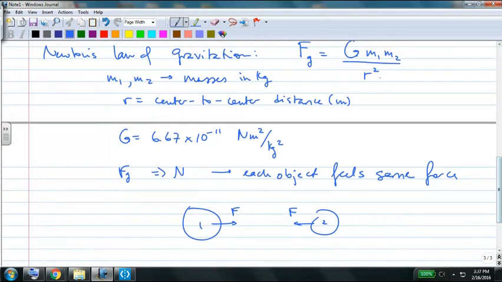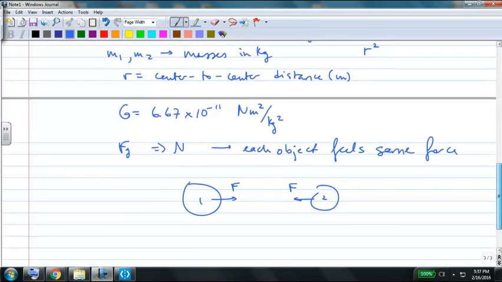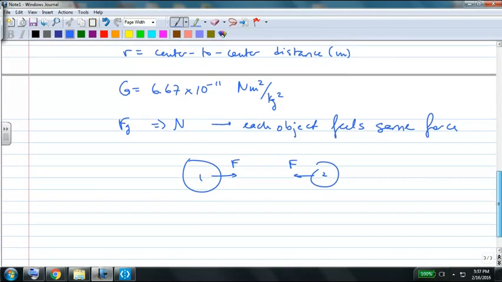I remember solving for the force and thinking you had to divide by 2, that they must share it. No, you calculate it, G M1 M2 over R squared. That is the force that you calculate. That is the force that each one feels.